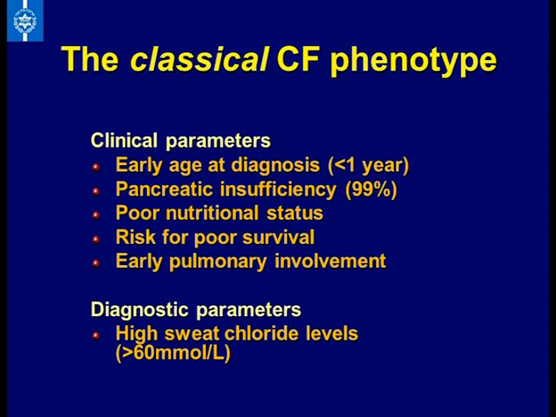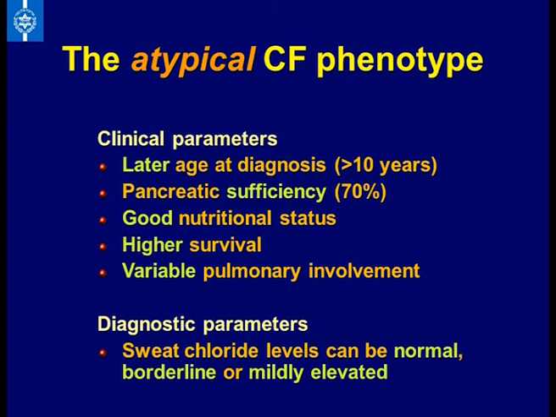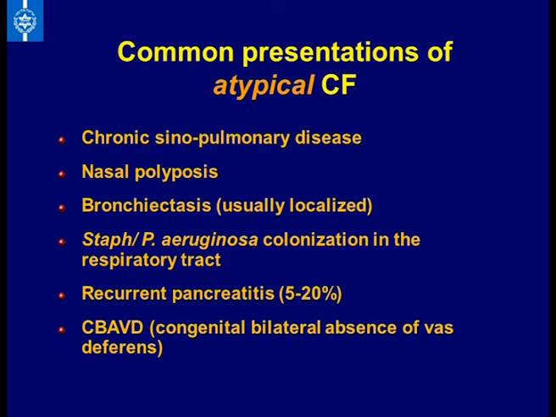Clinical parameters in classical cystic fibrosis are diagnosis at an earlier age, pancreatic exocrine insufficiency, poor nutritional status, early pulmonary involvement usually, and usually elevated sweat tests. Atypical cystic fibrosis, as opposed to classical cystic fibrosis, has the characteristics of diagnosis at a later age, pancreatic exocrine sufficiency, good nutritional status, and survival is much better. This is difficult to diagnose, and the sweat tests may be helpful or not. Some of the common presentations in atypical cystic fibrosis.